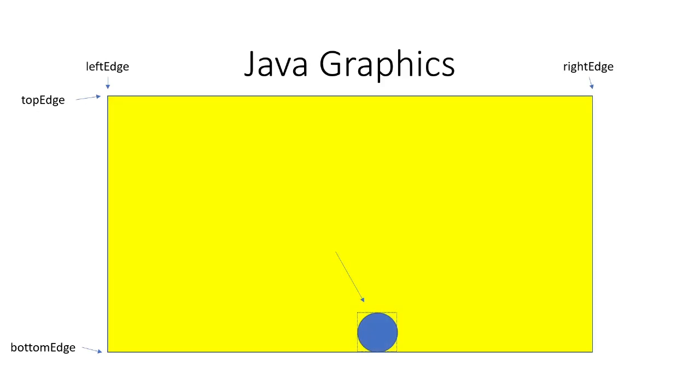Now, if the ball collides with the bottom edge of the screen, what would happen is we want the ball to actually bounce back up in this direction.